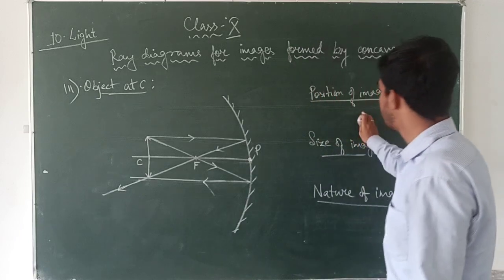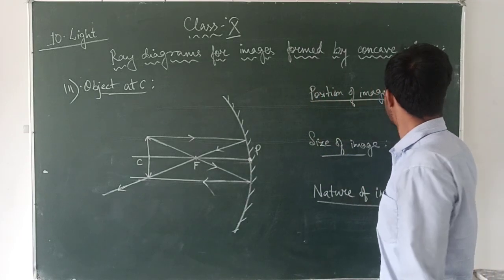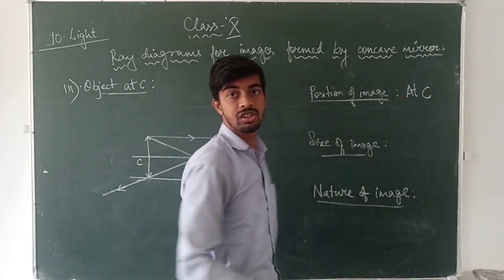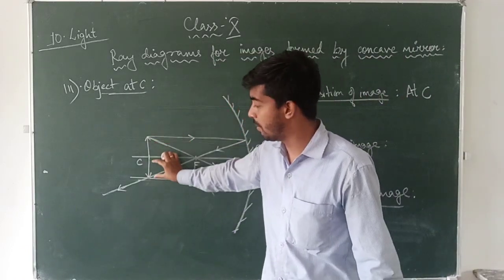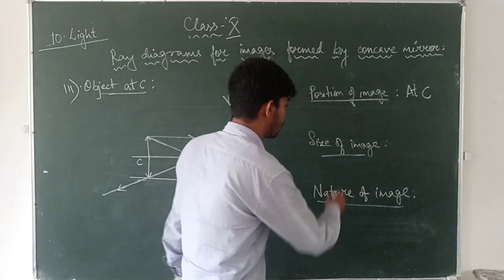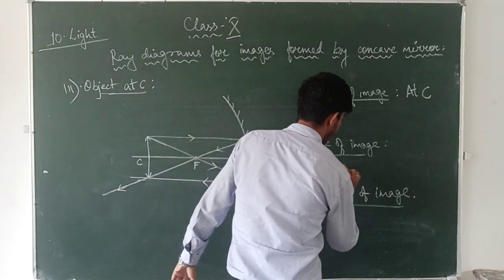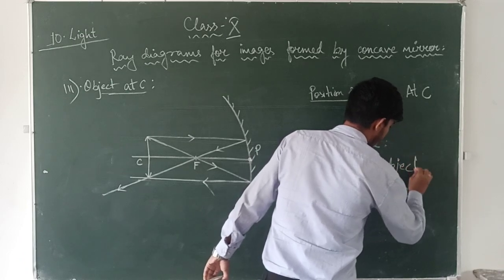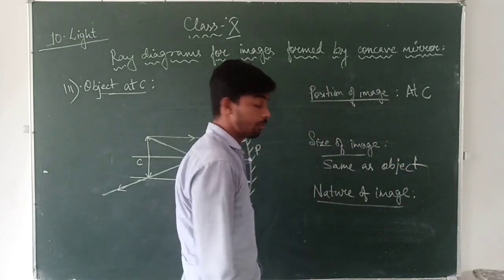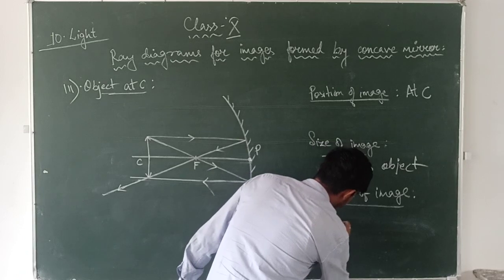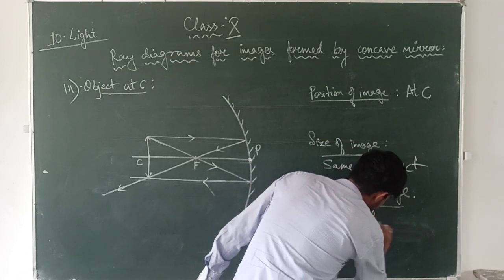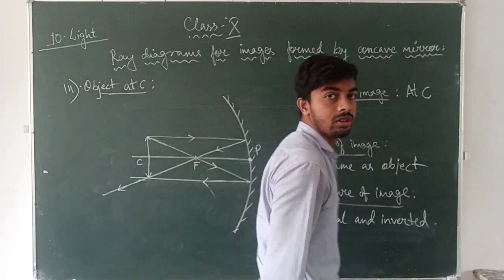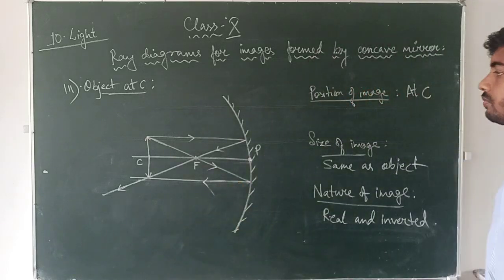So in this case, the position of image is at C. Size of image: the object and image will be of the same size. So size of image is same as object. It will also be real and inverted. So this is our third one.